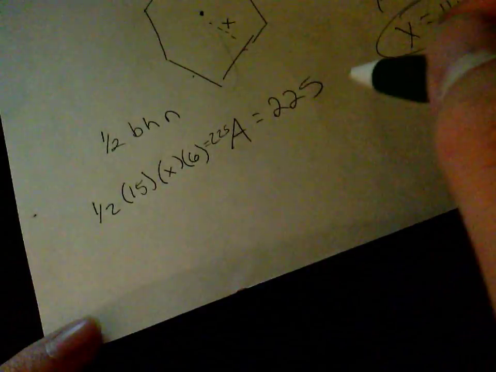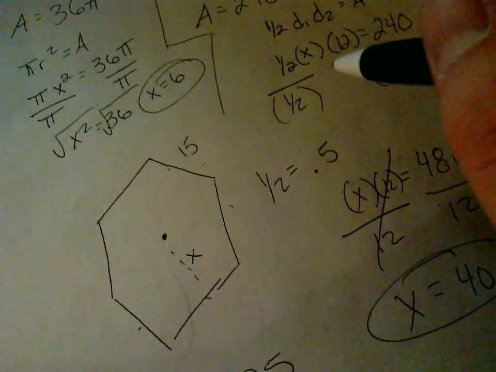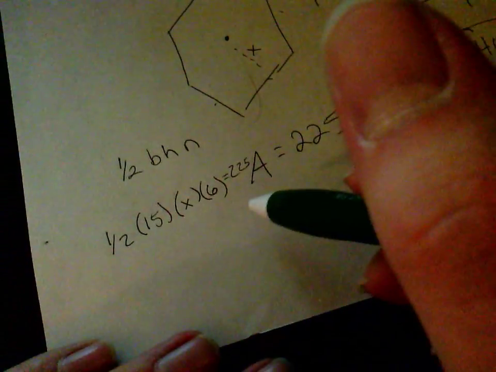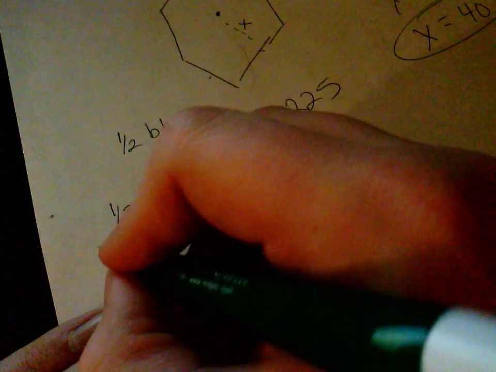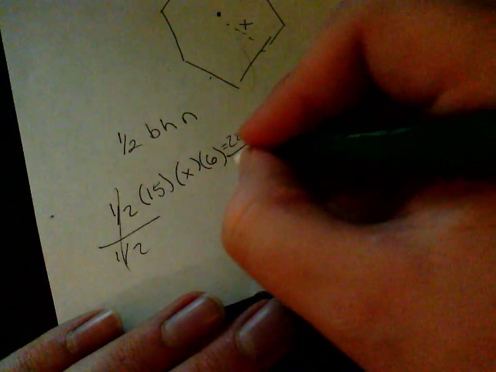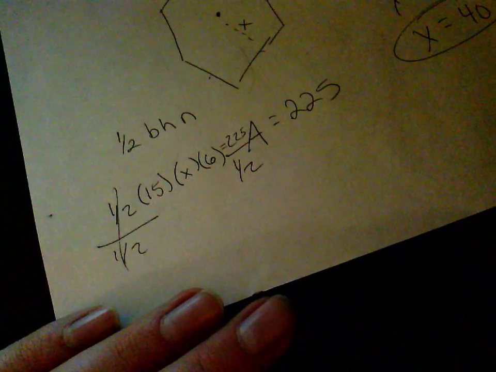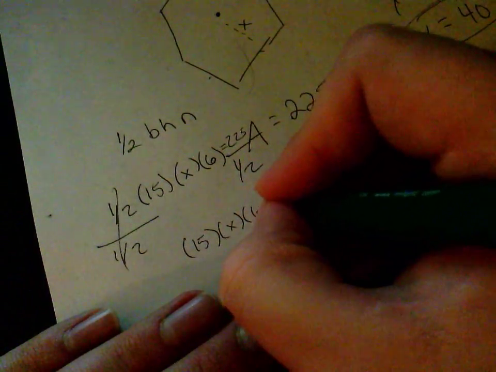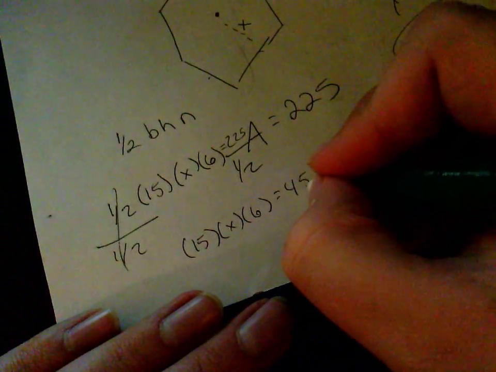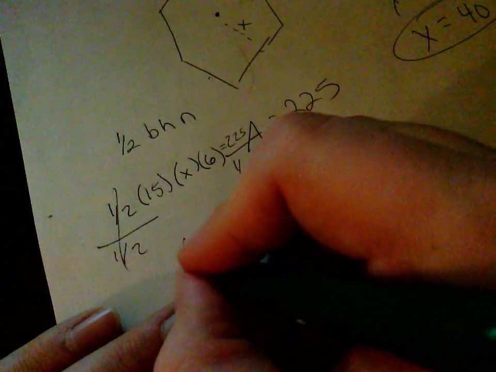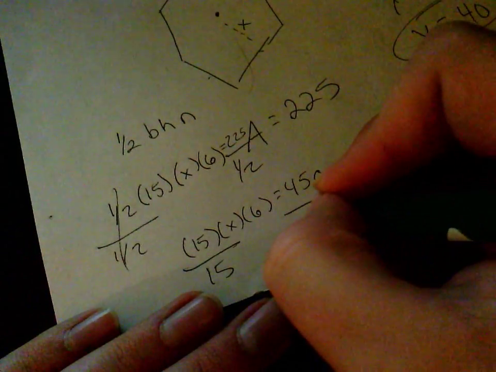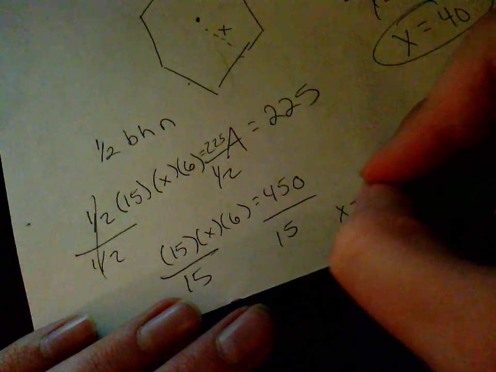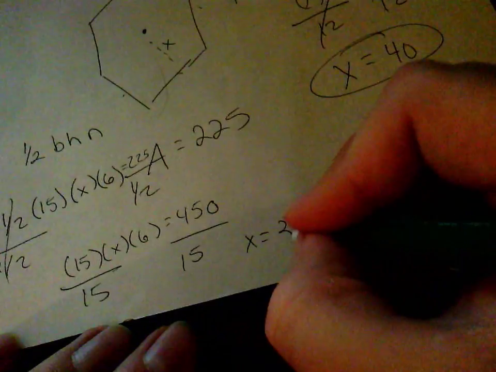I'm just going to do exactly the same thing I did right here. I'm going to divide out the stuff I don't need. So let's first divide by 1/2. That crosses out. Divide by 1/2 or 0.5, however you want it. You get 15 times x times 6 equals 450. Alright, next thing, let's get rid of this 15. That gives me x times 6 equals 30.